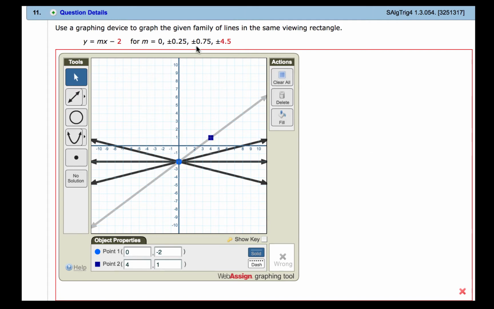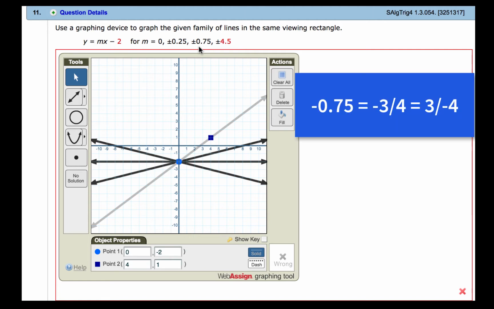Next, we'll graph the line y equals negative 0.75x minus 2. This time, let's do something a little bit different. A slope of negative 0.75 could be expressed as negative 3/4, which would mean down 3 to the right 4, or it could be expressed as 3 over negative 4, which would be up 3 to the left 4.